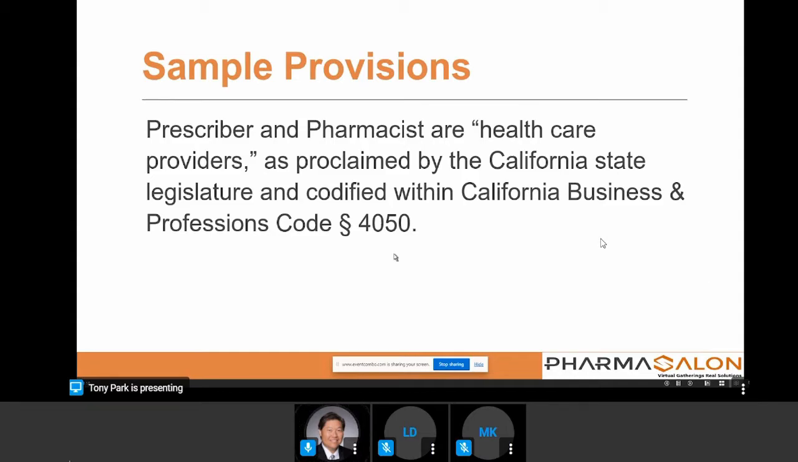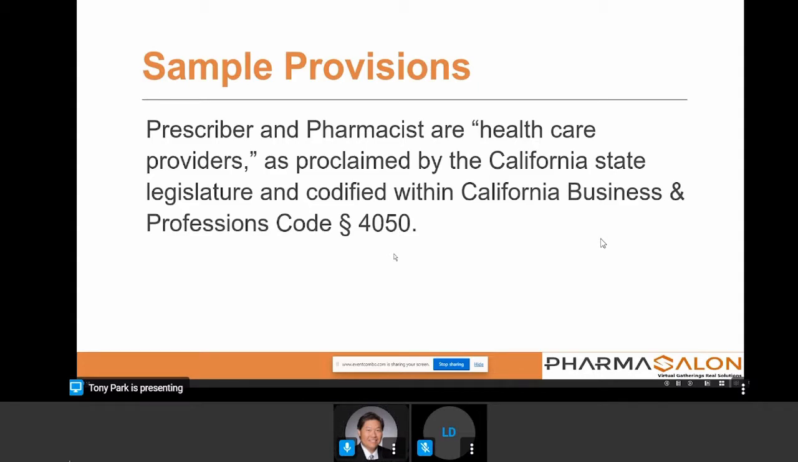So I'd like to share a couple of sample provisions that I found quite helpful, that I commonly refer to again and again within the various types of collaborative practice agreements that I've helped draft for pharmacists.